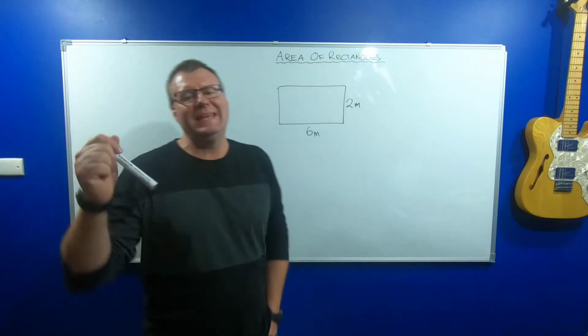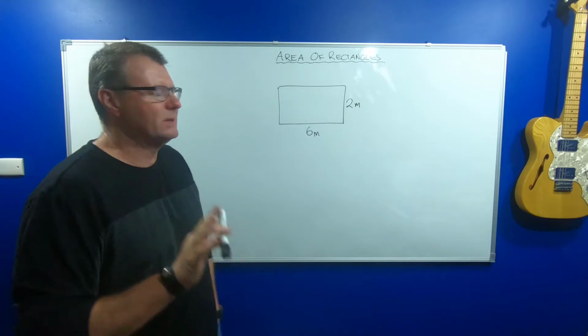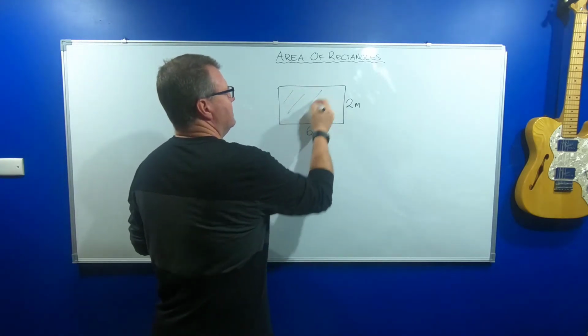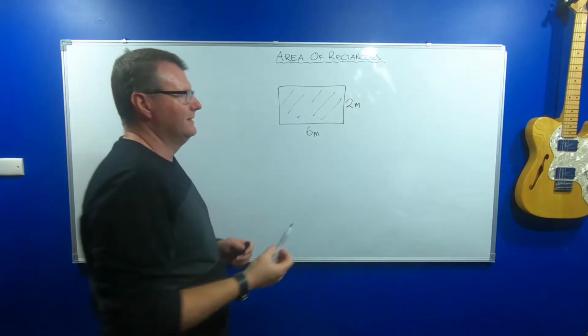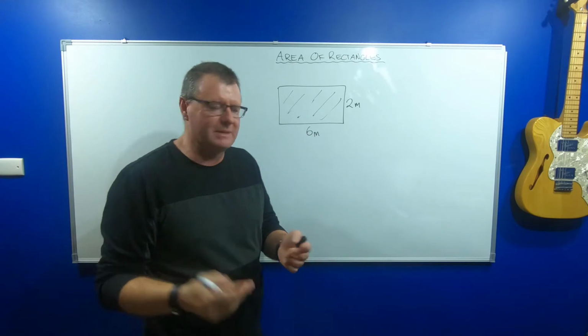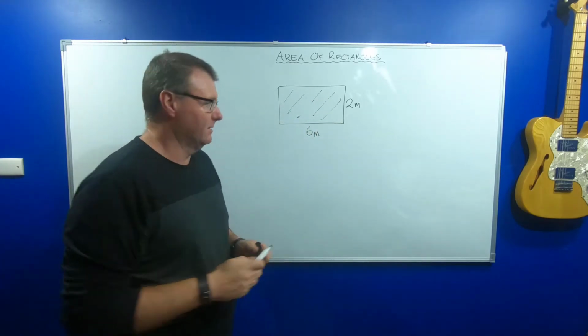So how do we find the area of a rectangle? First of all, let's just remember when we're talking about area, we're talking about the space inside, okay? Not the distance around the outside, because that's a length and that's called perimeter, but area is this space inside. So for a rectangle, it's nice and easy.